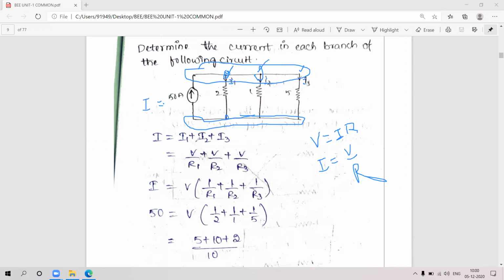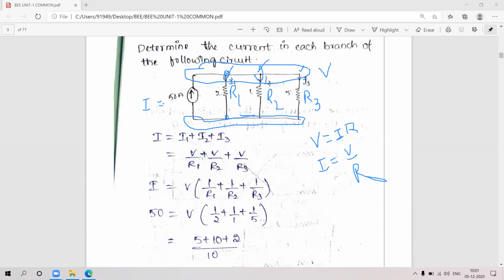So that is I1 I am writing. Voltage is common for all, so I am writing simply voltage as V. Here the voltage difference is V between these two points. So V by R, and this is R1, this is R2 and this is R3. Here what is common? Common is V only, no? So that's why I'm taking V as common here: 1 by R1 plus 1 by R2 plus 1 by R3.